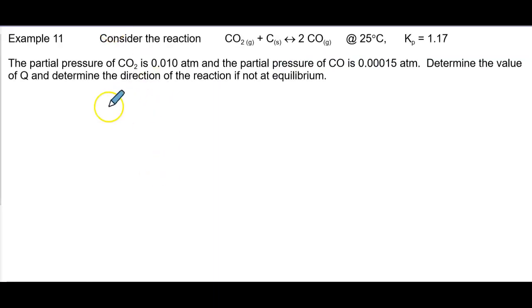Okay, so here we have another problem. In this case, we have a Kp given, but we have pressure units. ATM is a pressure unit, so we don't have to worry about converting between K and Kp. We do know, however, that we want to eventually at some point here compare Qp versus Kp. Remember, the P just means pressure. Q and K are the same thing. Q means not at equilibrium, K means at equilibrium.